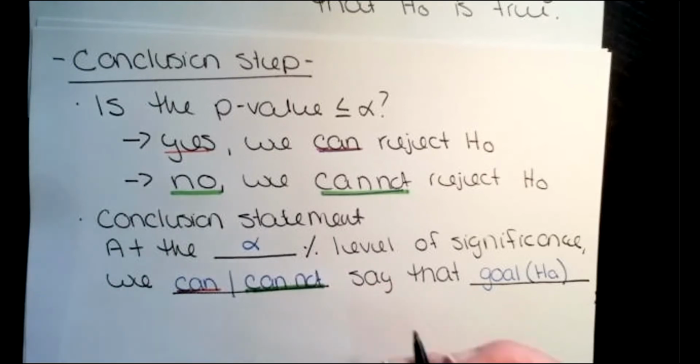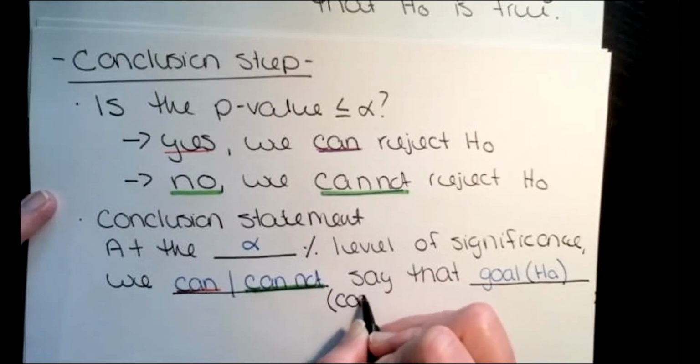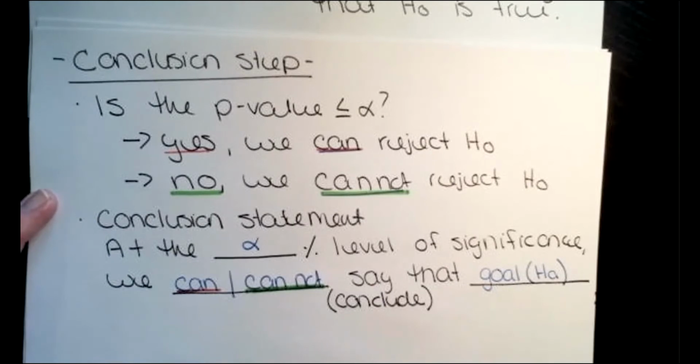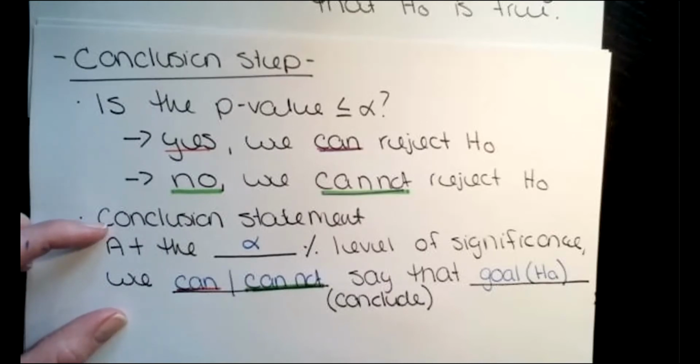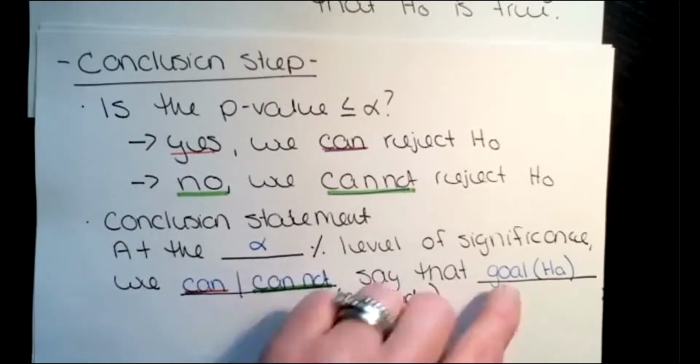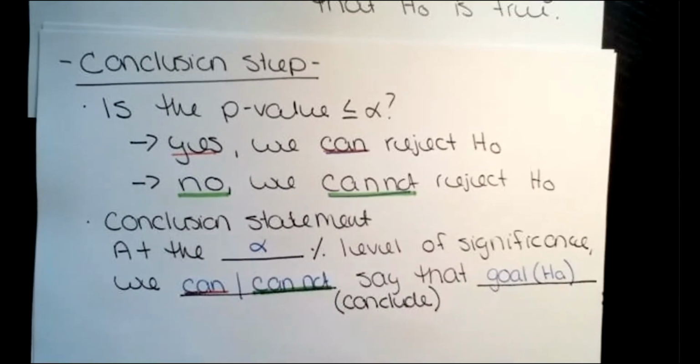So let me just write that here. We can conclude, because if you use a word like conclude, you're saying you're summing it up, right? We can conclude that whatever our HA or goal is. So that's a good way of writing it too. You're welcome to use my statement here. You're welcome to use this, but you are not forced to use it. You may write your own conclusion knowing I'm looking for these few things. Okay.